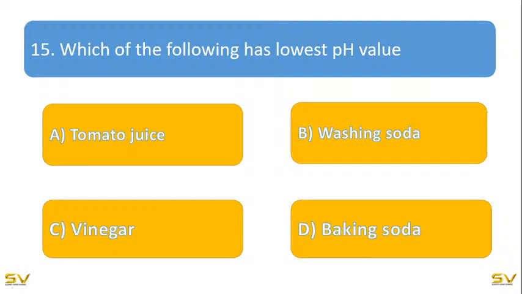If you know the uses of washing soda and baking soda, then you will know what they are, and the remaining two you can easily answer. So which of the following has the lowest pH value?